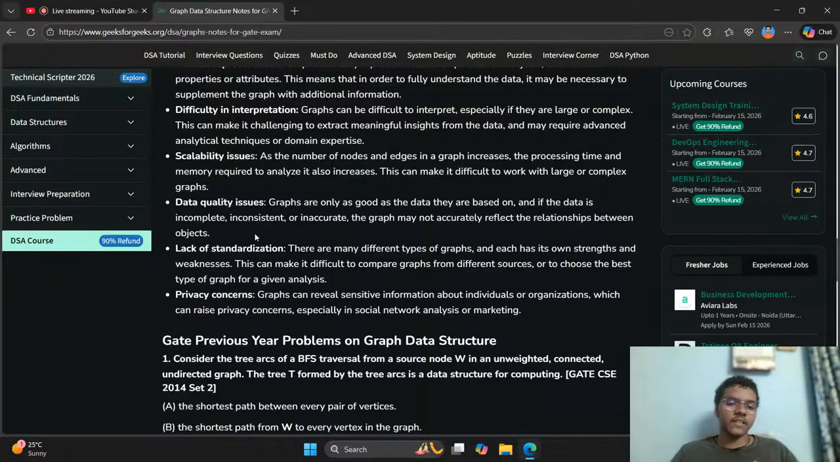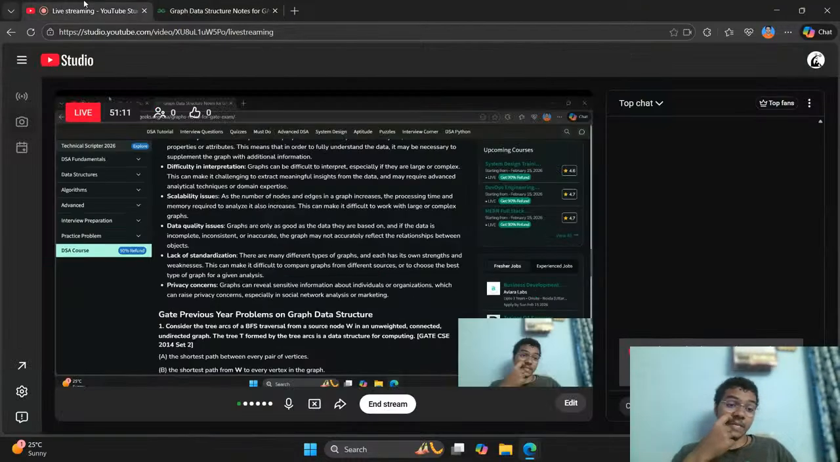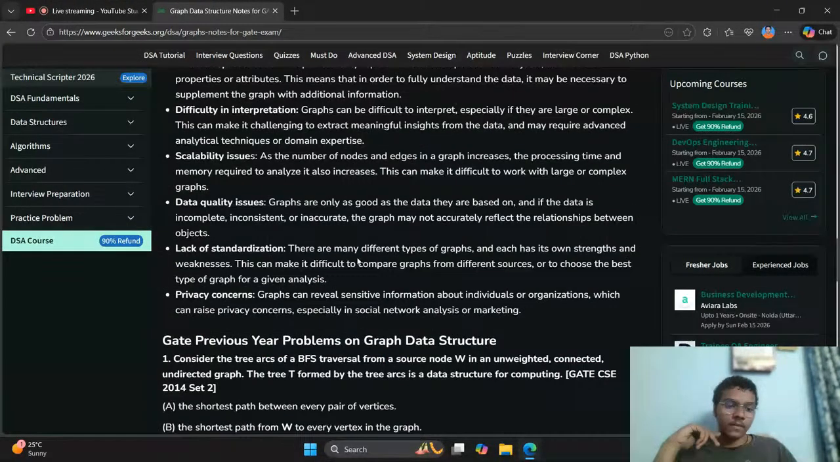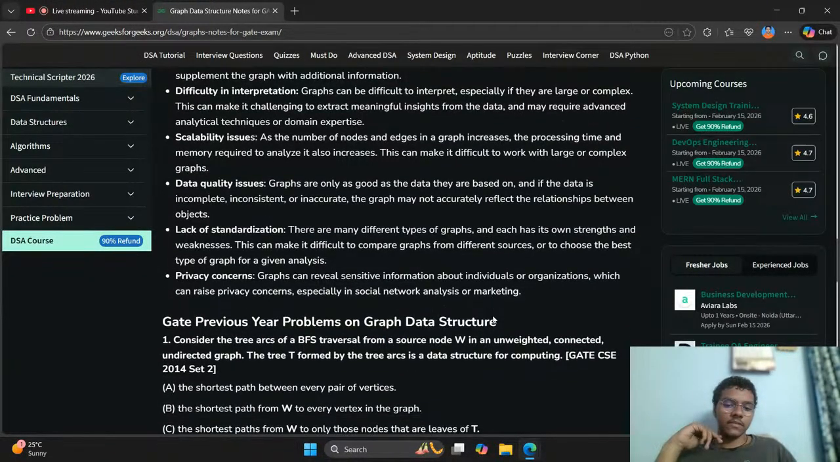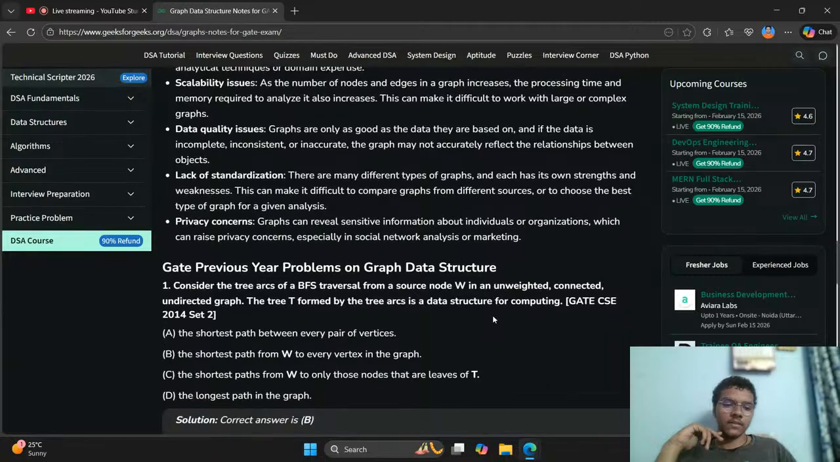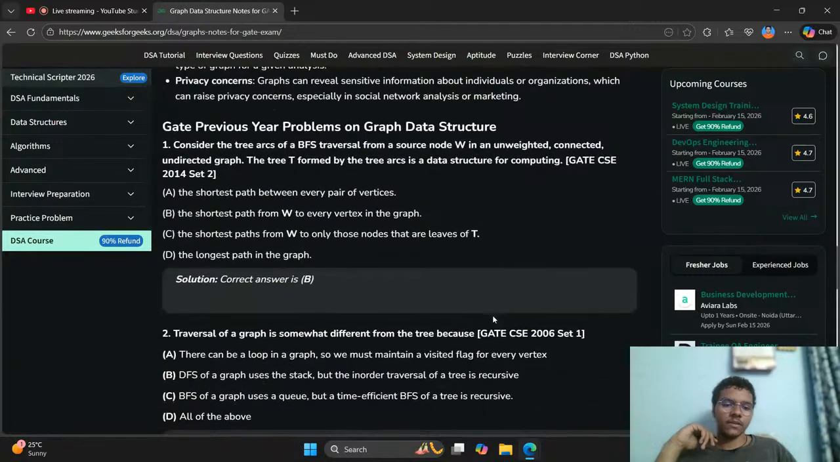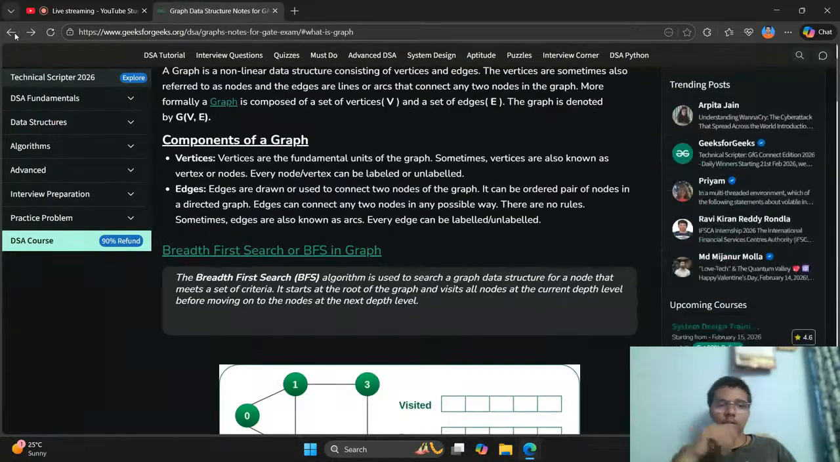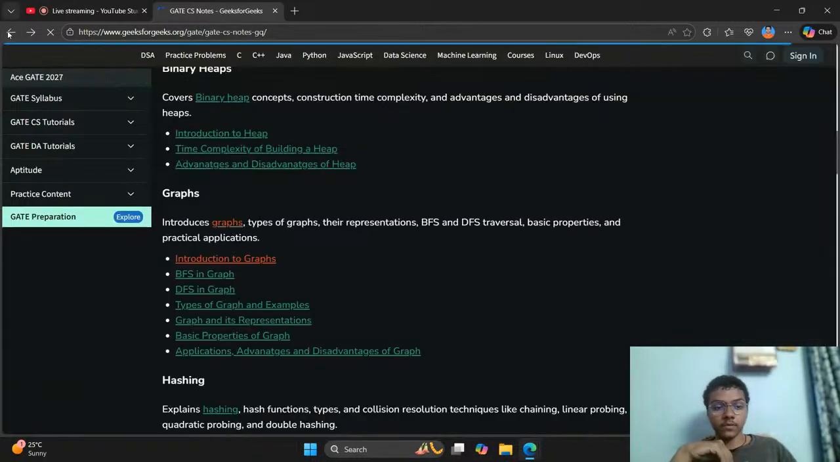Lack of standardization: there are many different types of graphs, and each has its own strengths and weaknesses. This can make it difficult to compare graphs from different sources or to choose the best type of graph for a given analysis. I don't know, I mean, this is also a generalization and oversimplification, as ChatGPT has told. Privacy concerns: graphs can reveal sensitive information about individuals or organizations, which can raise privacy concerns, especially in social network analysis or marketing. That is more of a philosophy.